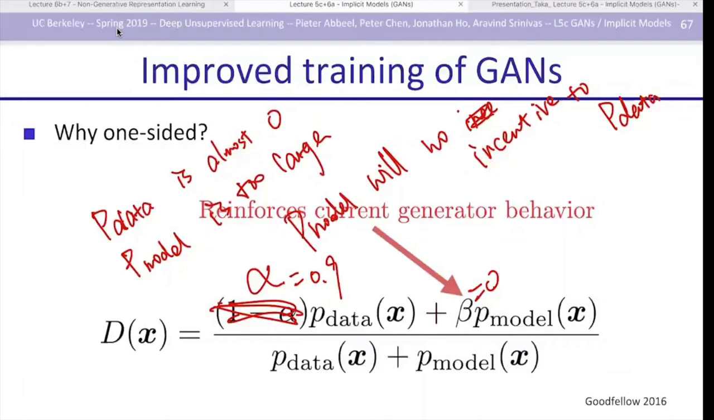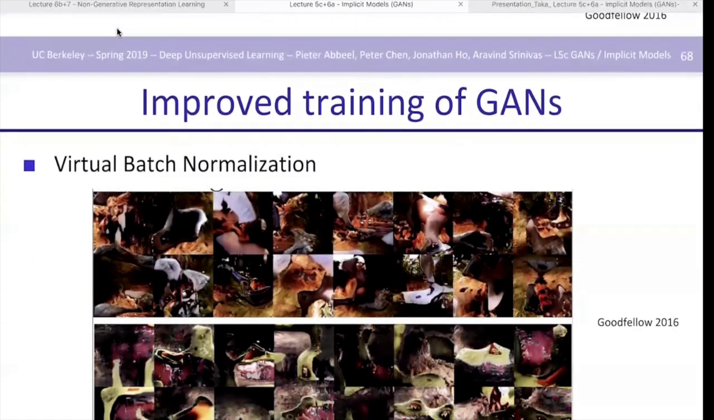Yeah, I also don't understand what this slide means, but for the previous slide, there's some explanation, like I just said. So what's the paper's explanation? The paper says that if we don't use this one-sided smoothing label with the p model, we'll have no incentive to the p data. But what the student explained is sometimes reasonable. If we want to use these tools, we need to understand what this means, because I don't quite agree with it.